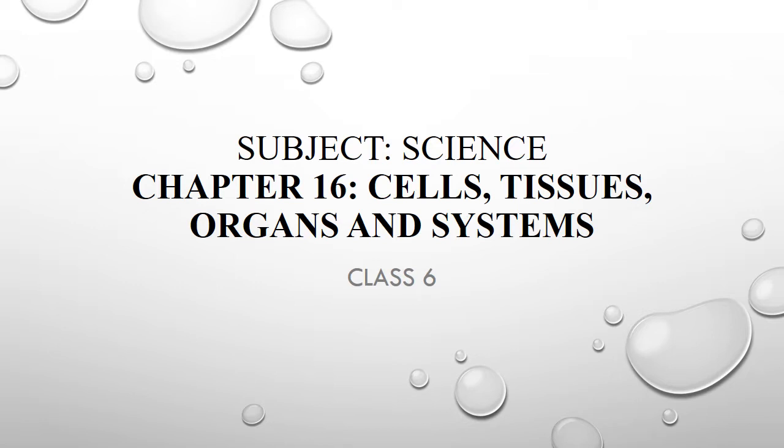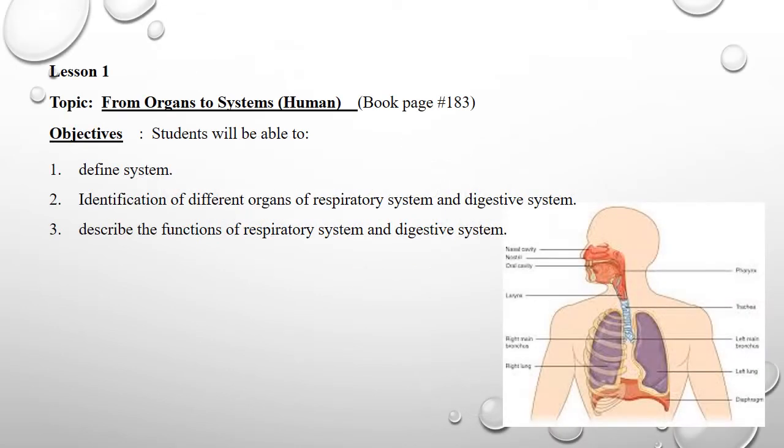Now today our topic is from organ to system. You will find this topic on book page 183, and the main objectives of this topic are that we will be able to define system, identify different organs of the respiratory and digestive systems, and we will describe the function of the respiratory and digestive systems.